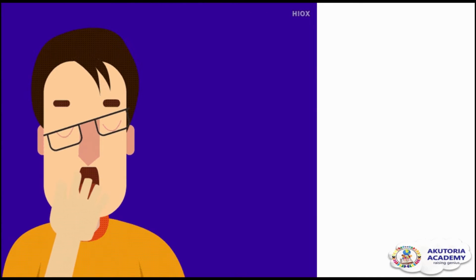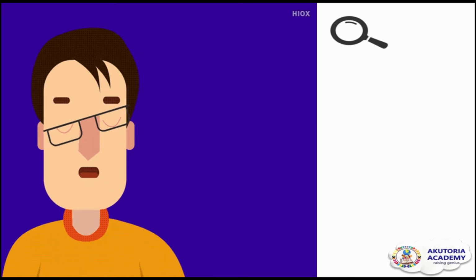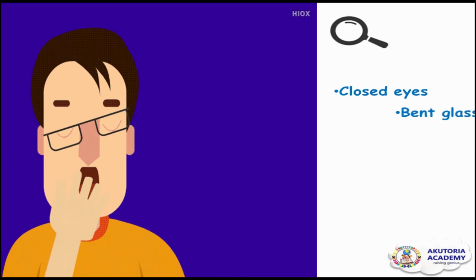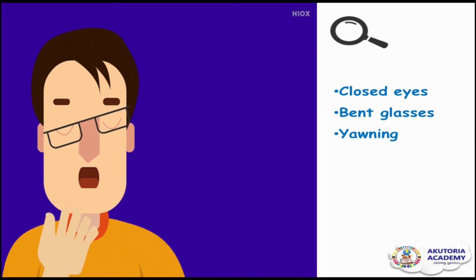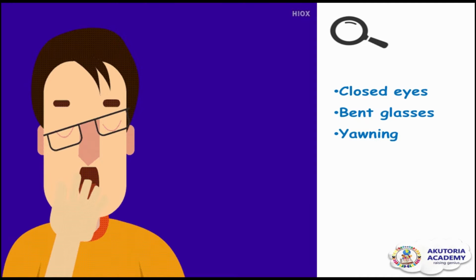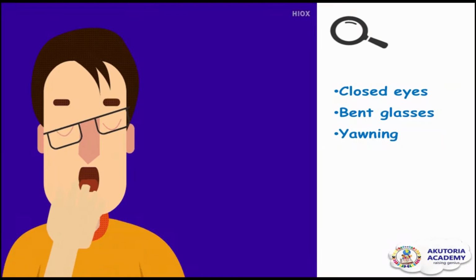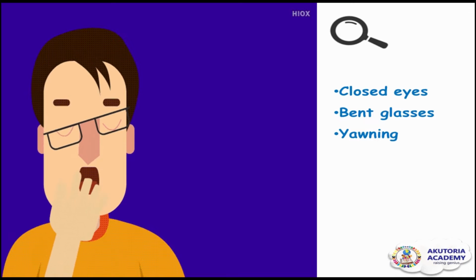So from our definition of inference, we are expected to use either pictures or texts to search for clues. So let's search for our clues here. The guy has closed eyes, bent glasses, and he is yawning. So we have 3 clues from this clip. Now let's make an intelligent guess with these clues. What do you think is happening here? What do you think is happening to the guy?